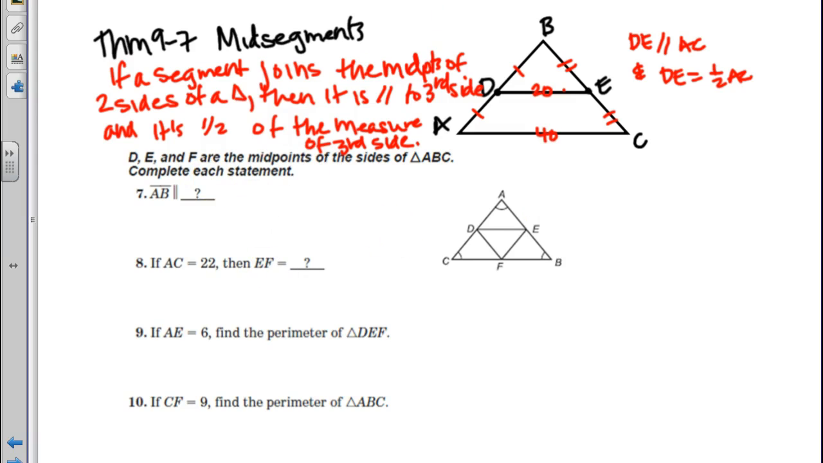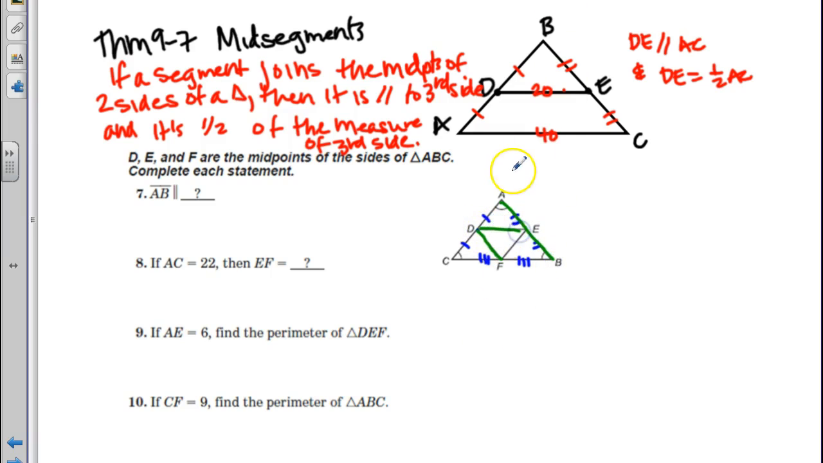All right, let's check out this next question. D, E, F are midpoints of the sides of ABC. So these are midpoints. So that means I know that that's congruent to that, that's congruent to that, that's congruent to that. I also know this side is parallel to this side.